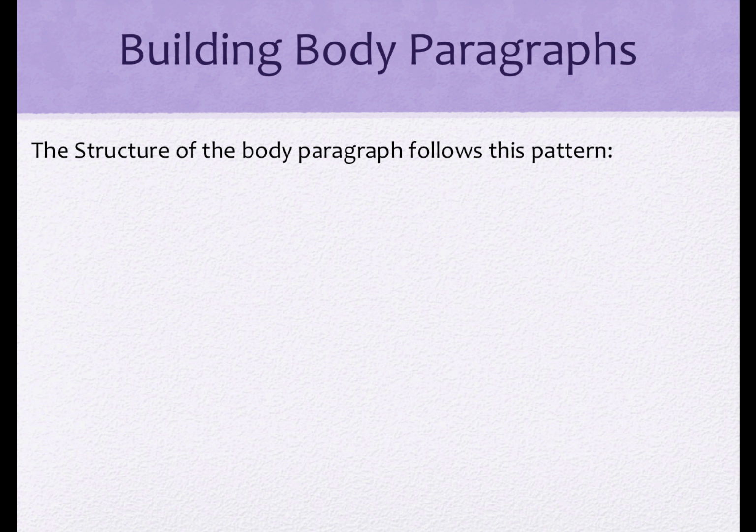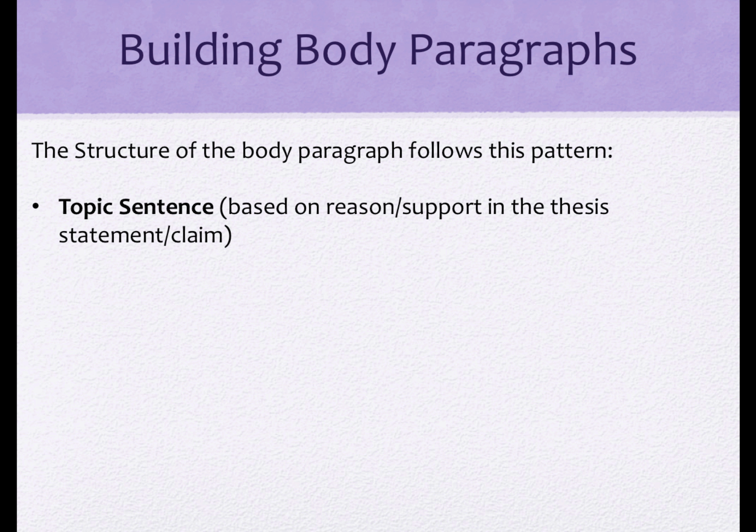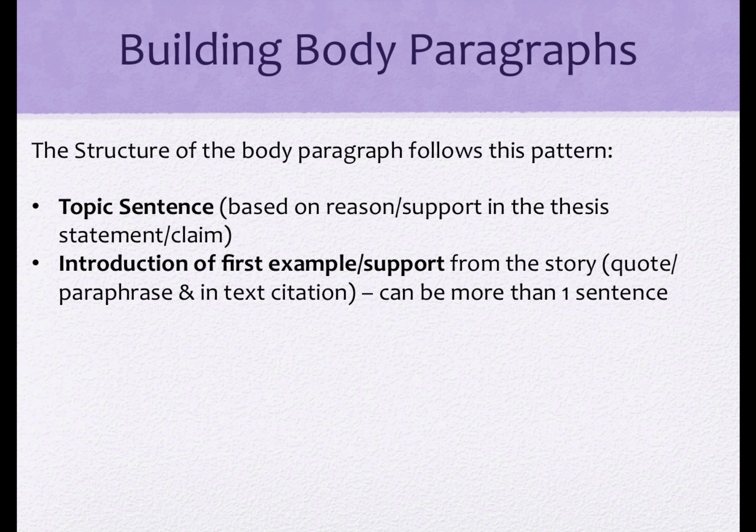The structure of the body paragraph follows a pattern that is typical of any body paragraph. You will have a topic sentence. This topic sentence will be based on one of the reasons or supports in your thesis statement, your claim. You will have some sentences to introduce the first example or support from the story. That's that quote or paraphrase and in-text citation that you're going to provide from the source. You're going to have your commentary and analysis of that example.